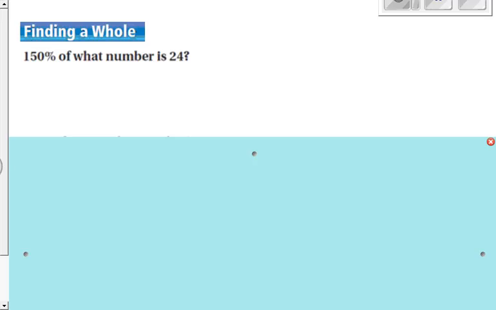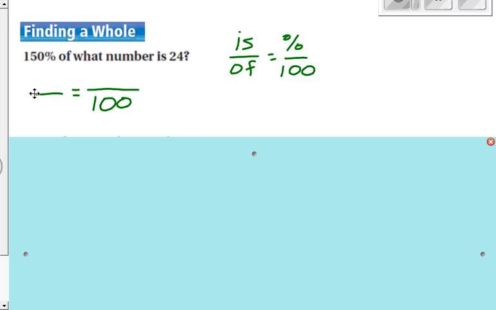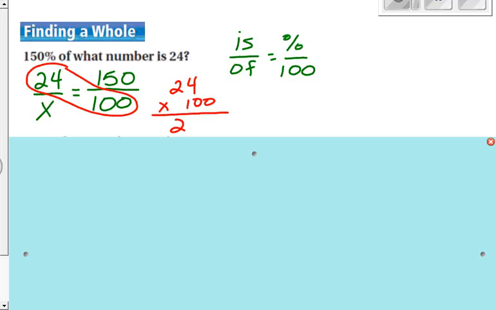Finding a whole. Again, we are going to use our is over of equals percent over 100. So what we're going to do is start off our fraction again with 100 on the bottom right. It says 150%, so that's our percent, so that's going to go above 100, of what number is 24. So it's telling us 24 is our is, so we're going to put an X on bottom. Again, we're going to cross multiply. So 24 times 100 is 2400. And now we're going to divide by 150.